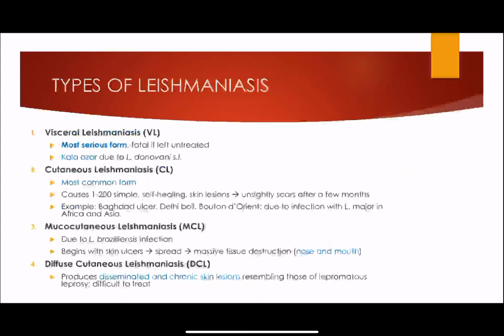Okay. So there are actually 4 types of leishmaniasis. This is just a review. I hope that you already discussed this in parasitology. Okay. So visceral leishmaniasis is the most serious form. It's very fatal if left untreated. And it can cause what we call kala-azar. Okay, that's how I remember it. Kala-azar ka, like the disease.